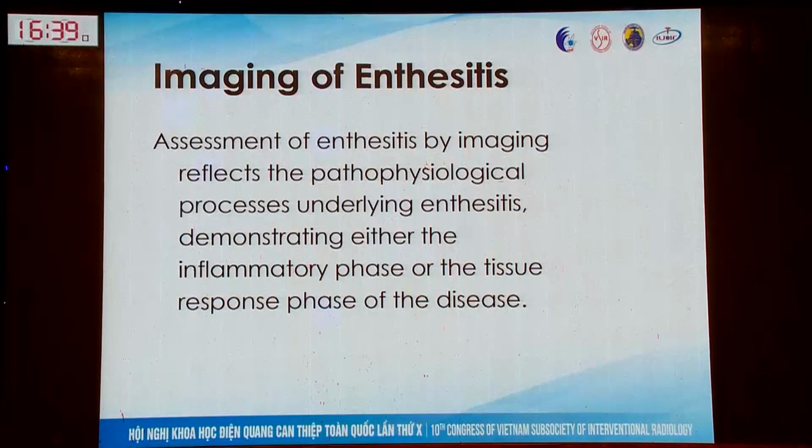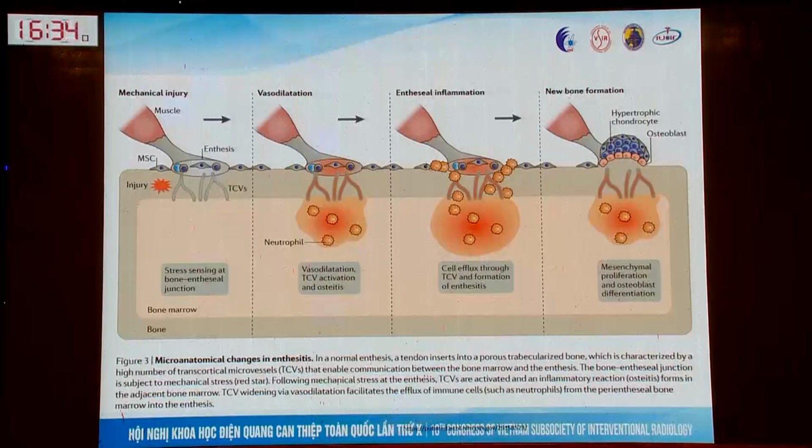Imaging of enthesitis varies according to the phase of enthesitis. At first, you can find a mechanical injury to the tissue, and then it leads to vasodilation, and it goes to enthesis inflammation, and finally, there will be new bone formation. During this phase, you can see the neovessels and nerves, and this is going to be the target when we do the injection for enthesitis.